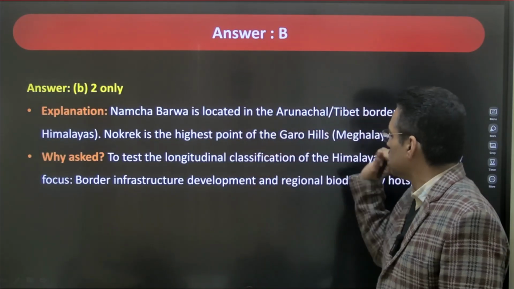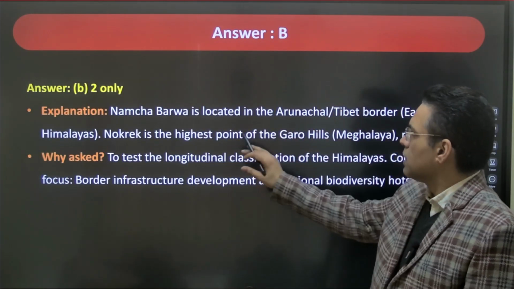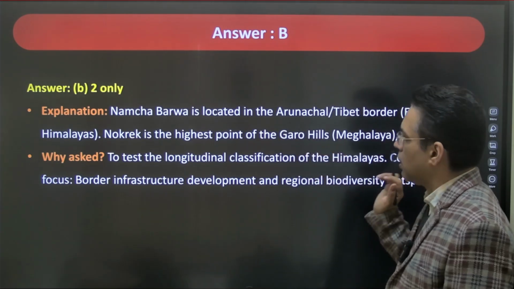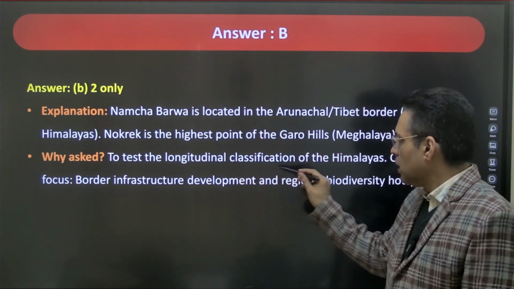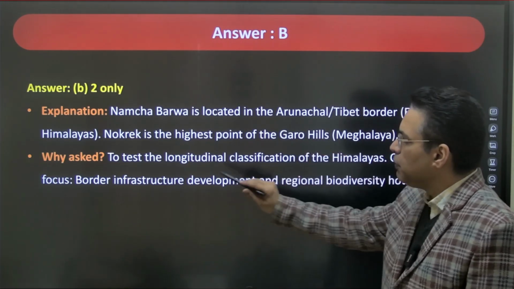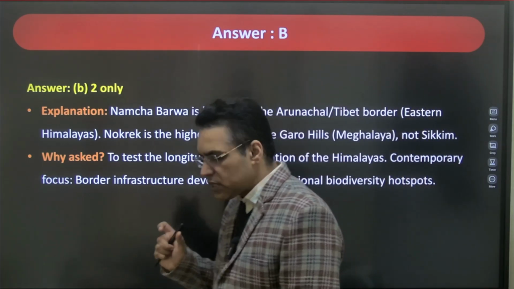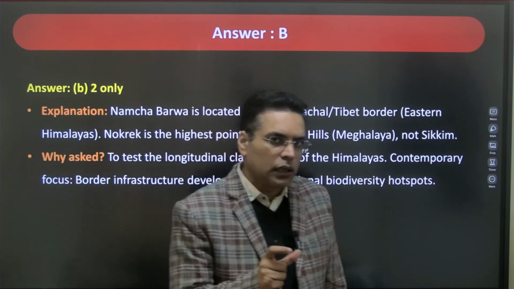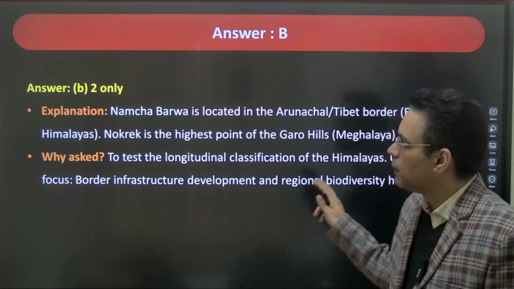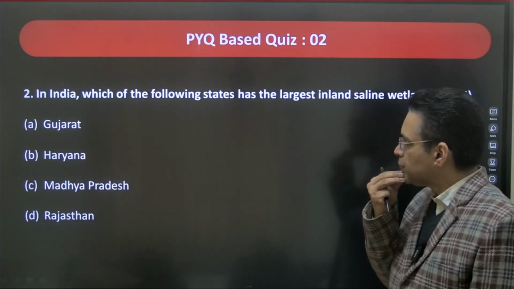Namcha Barwa is located in Arunachal Pradesh, on the Tibet border. Norkek is the highest point of the Garo Hills in Meghalaya, not Sikkim. This tests the longitudinal classification of the Himalayas, contemporary focus, border infrastructure development, and regional biodiversity hotspots. So always understand that the questions would be from the current context. They are always in the news, security, border, and thereby the questions would be there.